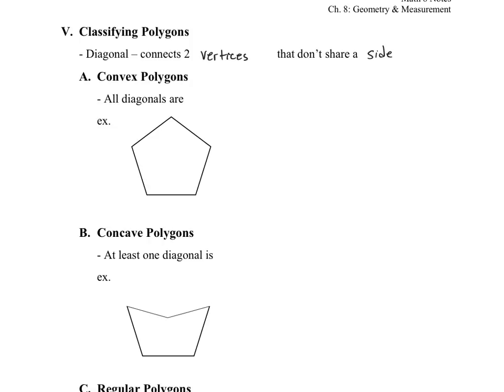Okay, so a convex polygon. The reason we had to say what a diagonal was is that if you take a convex polygon like this, all the diagonals are going to be, you'll notice, inside the polygon. So all diagonals are inside the polygon.